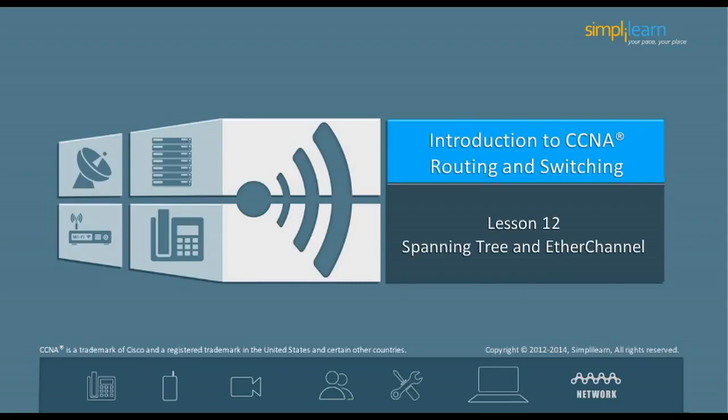The previous lesson focused on VLANs and inter-VLAN routing. This lesson will deal with spanning tree and EtherChannel. Let us begin with the objectives of this lesson in the next slide.